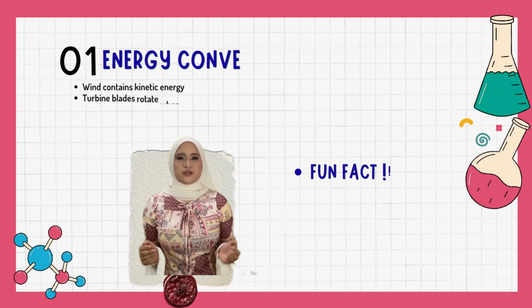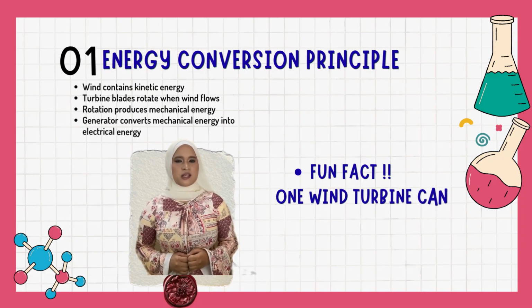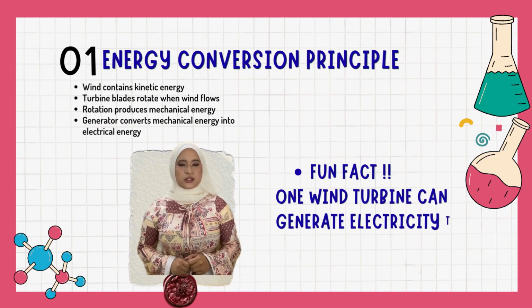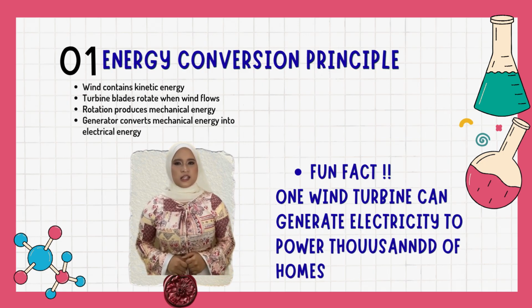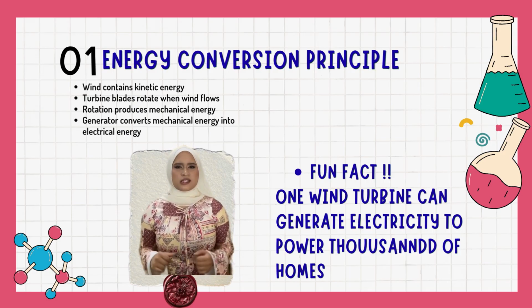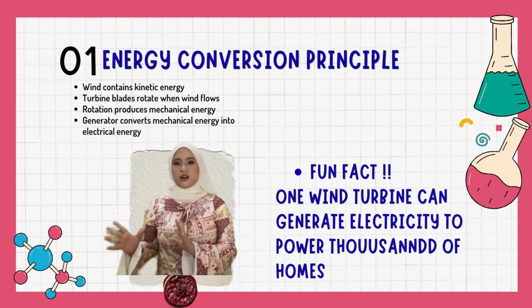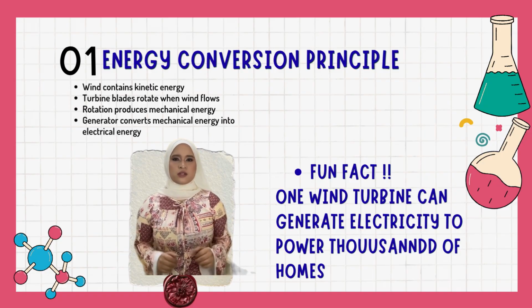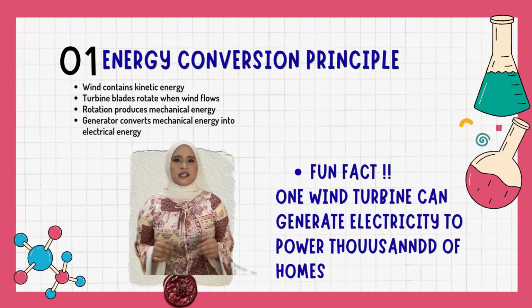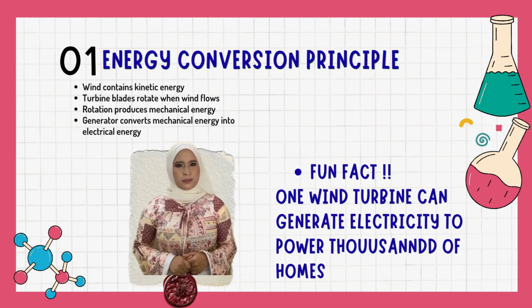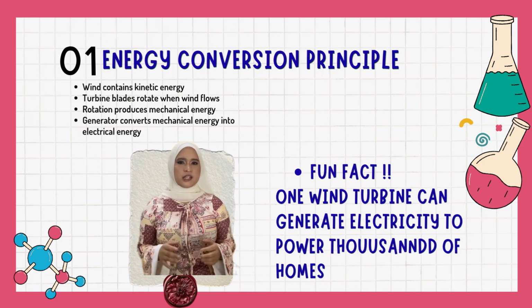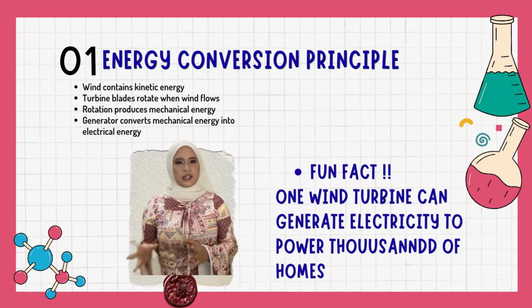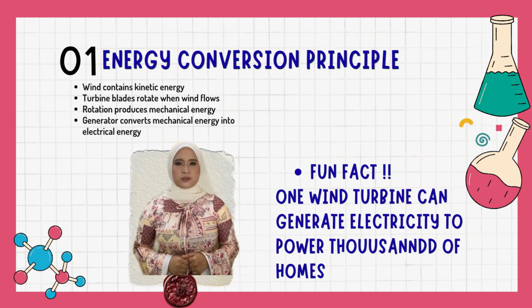Wind turbines operate using several important scientific principles that allow wind energy to be converted into electrical energy efficiently. The first concept is the energy conversion principle. Wind contains kinetic energy because the air particles are constantly moving. When the wind blows against the turbine blades, this kinetic energy is transferred into mechanical energy, causing the blades and rotor to spin. The rotating rotor is connected to a generator, which then converts the mechanical energy into electrical energy that can be supplied to homes and industries.